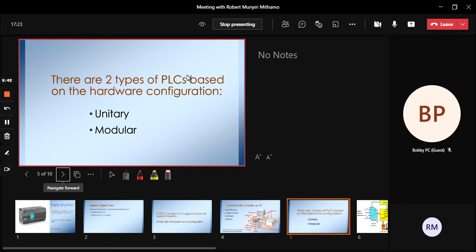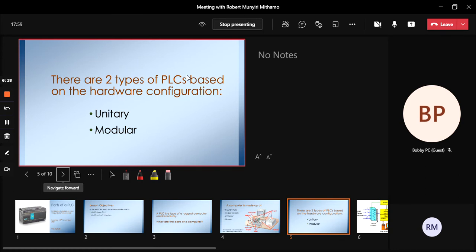Next we have the modular PLCs. Modular PLCs are made by bringing together different components. Think about a lorry, you know. The same lorry can be used to make a bus, it can be used to make a truck, it can be used to make a dumper truck. You can do a lot of things to a lorry depending on why you're buying it. You can put a tanker behind it, it can transport oil, you can put a flatbed behind it, it can transport stones, you know.